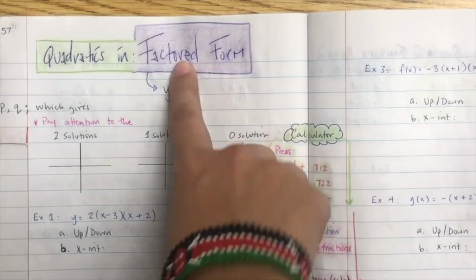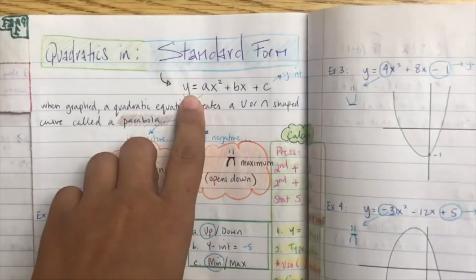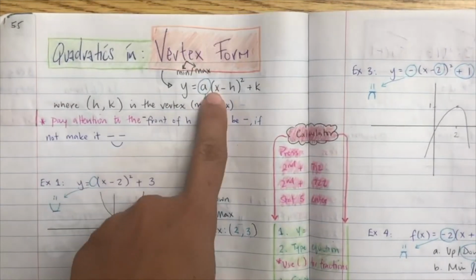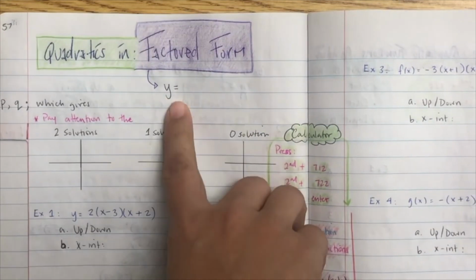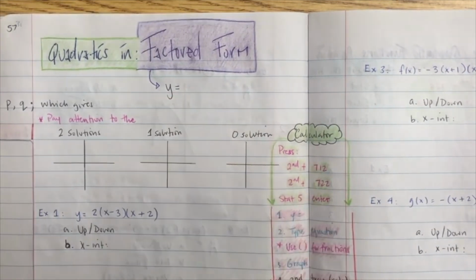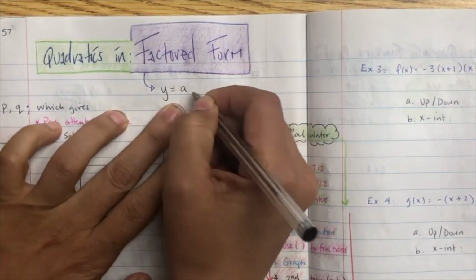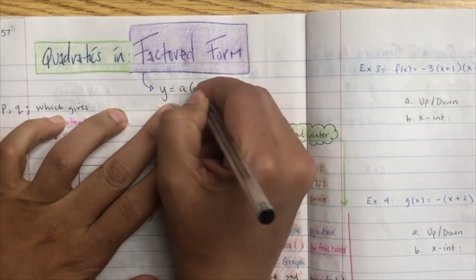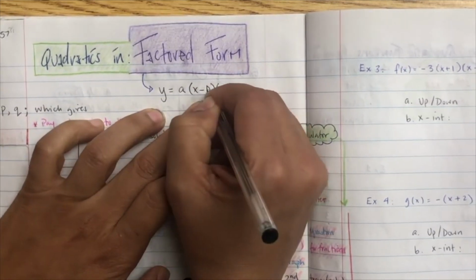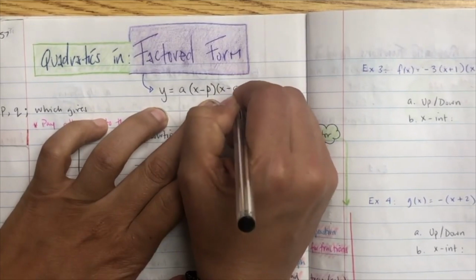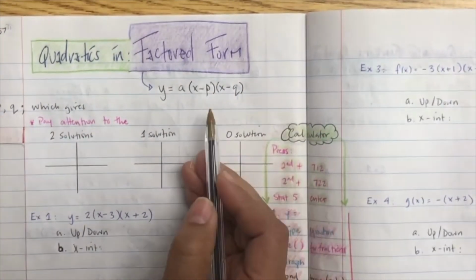Alright, so let's take a look at what it means to be in factored form. So again, we've taken standard form, which looks like this, vertex form, which looks like this, and now we're looking at factored form. Alright, so what does factored form look like? So once again, you'll have some number outside, or an invisible 1 sometimes. Then you will have x minus p, some number, and then x minus q, some other number. So A, P, and Q are just numbers. I'm just using letters to represent those.